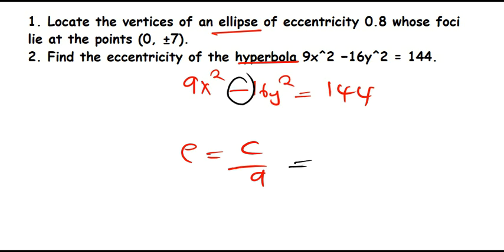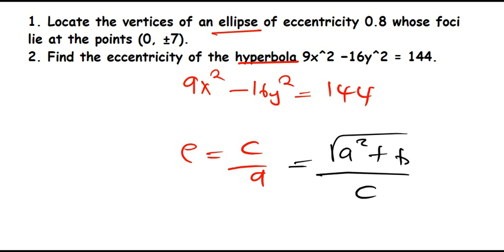Since it's positive here and negative there, c is the root of a squared plus b squared, and you expect the eccentricity to be greater than 1. So divide throughout by 144, and you should be able to get the answer there. Feel free to comment your answer. The answer that you should get for eccentricity here should be 5/4, or simply 1.25.